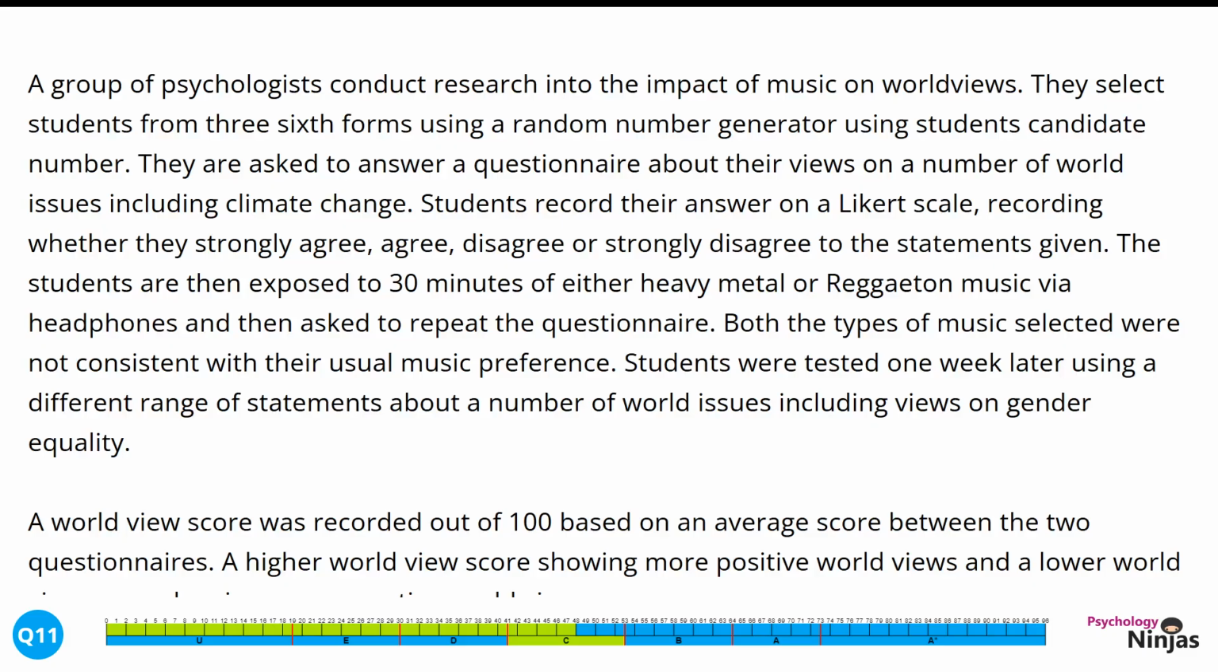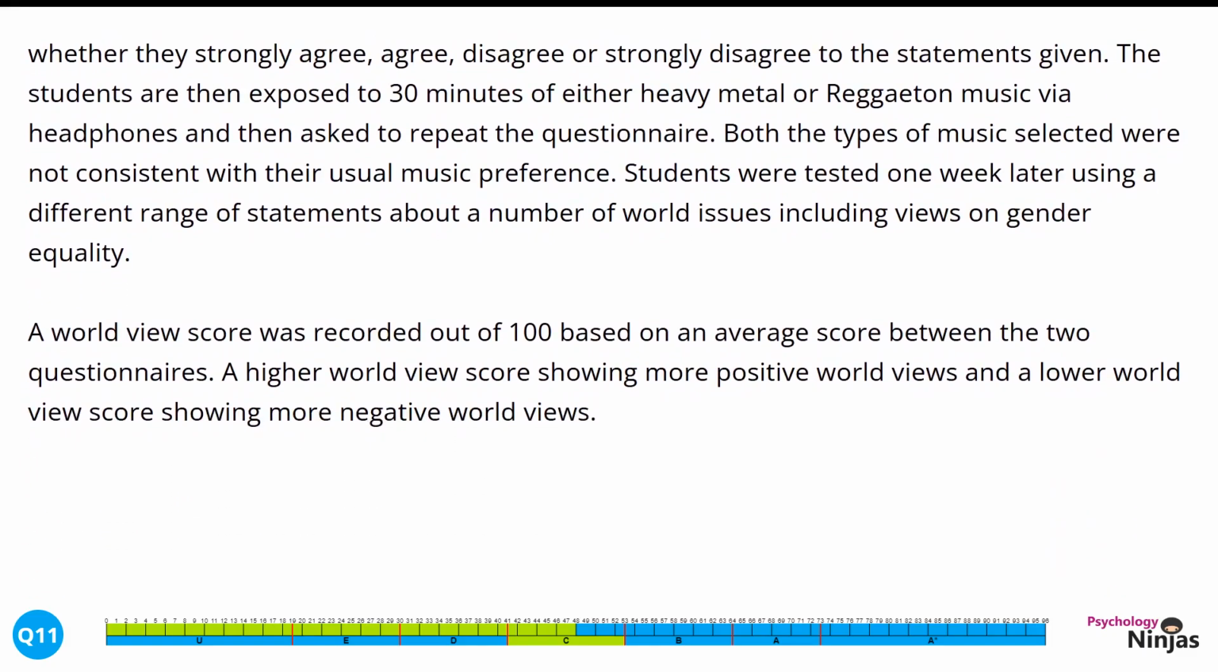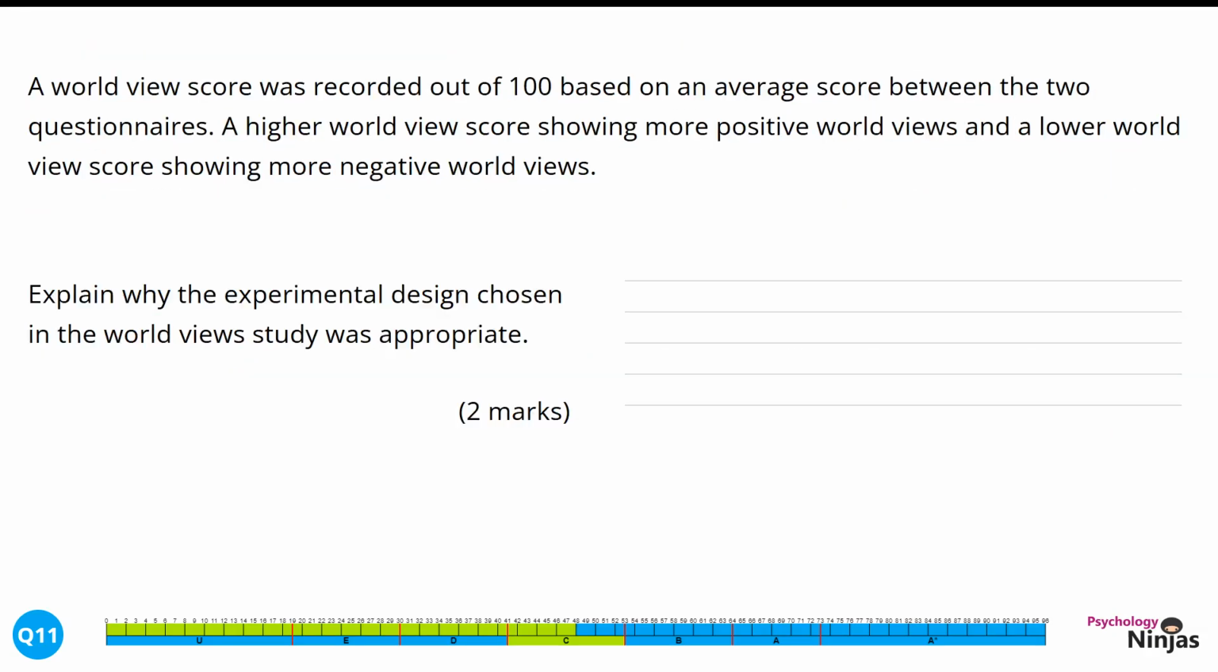Both the types of music selected were not consistent with their usual music preferences. Students were tested 1 week later using a different range of statements about a number of world issues, including views on gender equality. A worldview score was recorded out of 100 based on an average score between the 2 questionnaires. A higher worldview score showing more positive worldviews and a lower worldview score showing more negative worldviews.